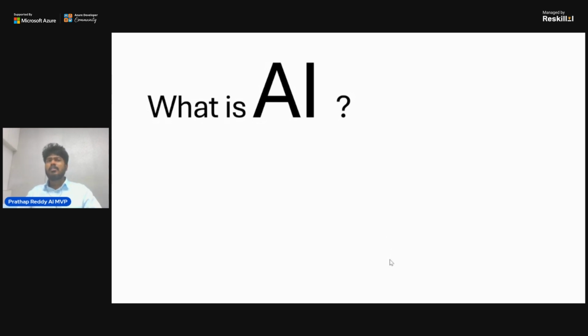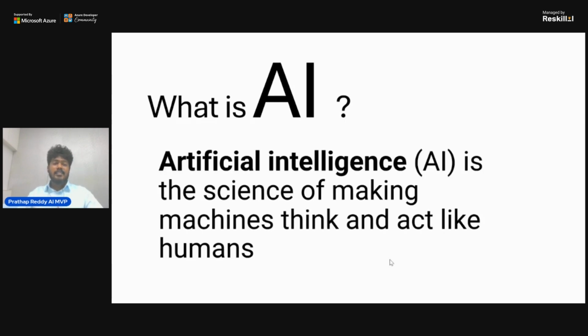Let's start with: what is AI? This is something we need to learn from somewhere. Whenever we were in PUC or in the 10th, we heard about AI, and nowadays it is everywhere. With AI we think of chatbots, ChatGPT, Gemini, Meta models, and everything related to AI models. But really, what is AI? In my simple words, artificial intelligence is the science of making machines think and act like a human.